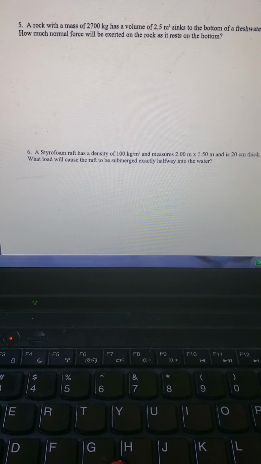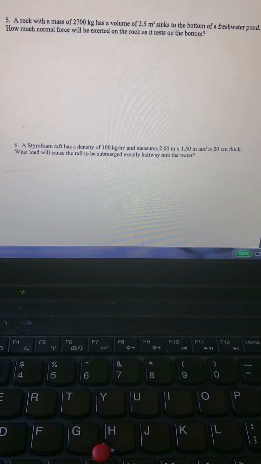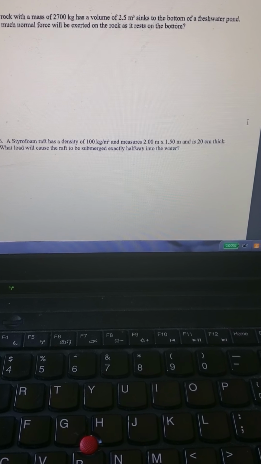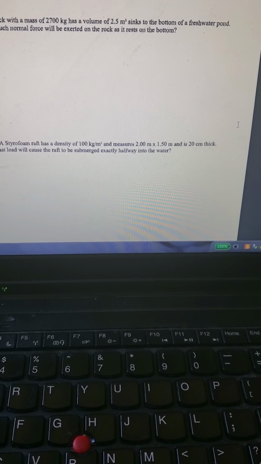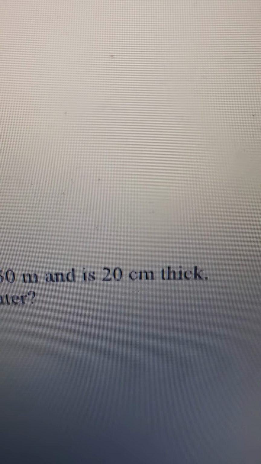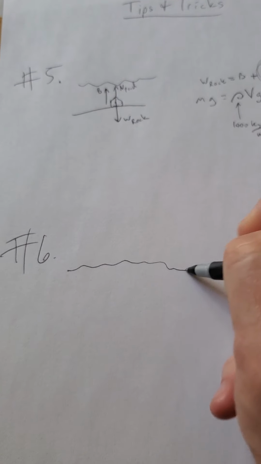For number 6, we're going to do something similar. It's talking about a styrofoam raft, not great for ecology. Styrofoam takes a while to break down in the environment. They shouldn't be making their rafts out of styrofoam, but whatever. It was probably the 90s. It has a density of 100 kilograms per meter cubed and measures 2 meters by 1.5 meters by 20 centimeters. I'll give you 3 guesses as to what you're supposed to do with that 20 centimeters. Since this is a video and you can't interact with it, I'm going to assume you know to change it into meters.